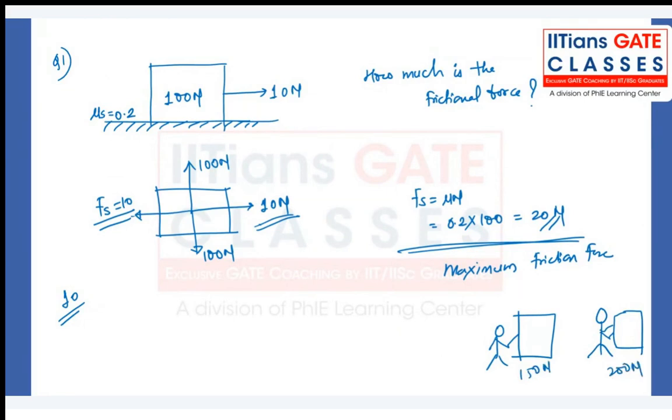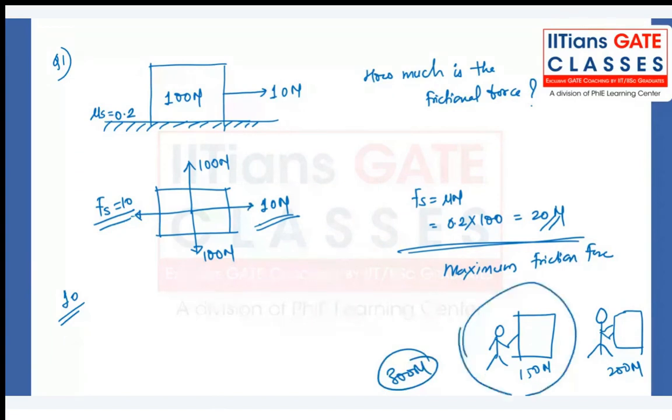In both cases, you are not able to move the body because your applied force is less than the frictional force. In the first case, what is the frictional force? 150 only, right? Because the maximum frictional force is 300 Newton, and you are just applying 150 Newton, Dharmesh. So the frictional force in that case will be only 150. Same in the case of 200 Newton. You are applying 200 Newton, so the frictional force generated will also be 200 Newton, right?